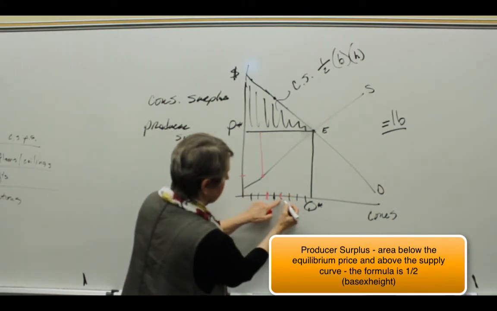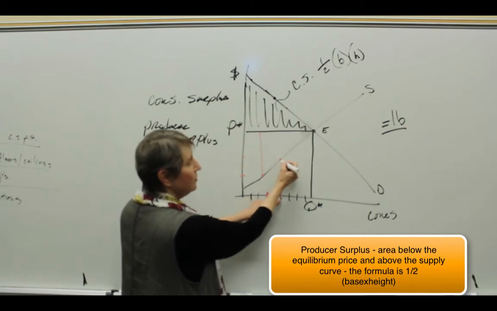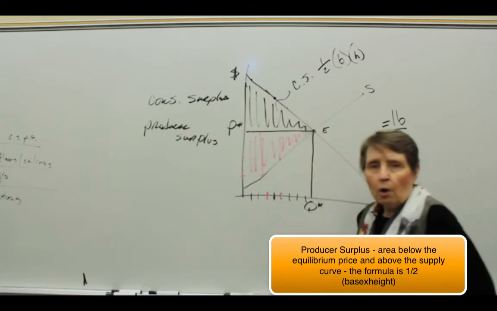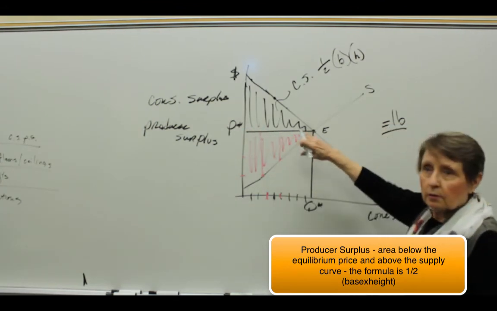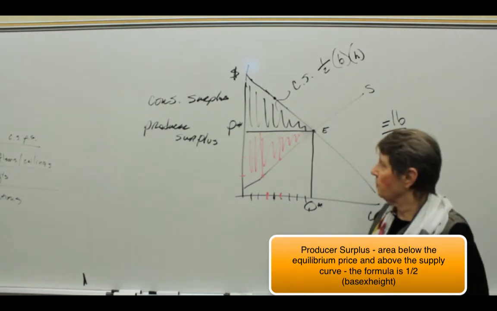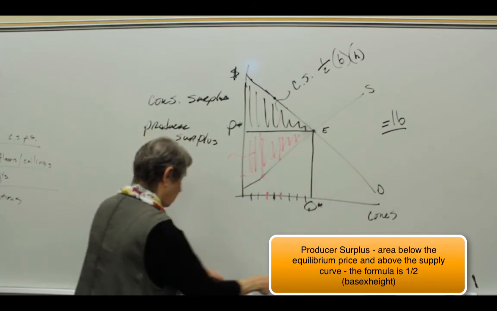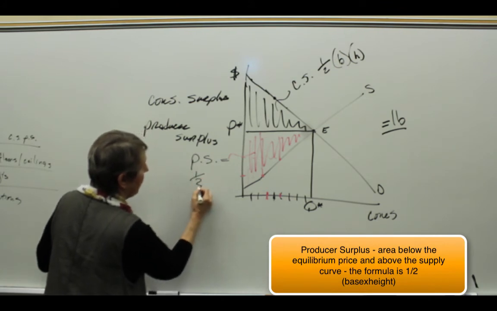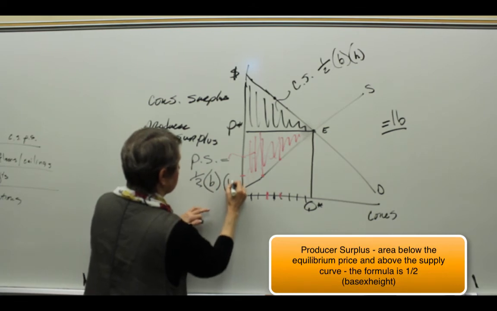What about this cone right here? The producer says, I'll put this cone on the market if I can get that price. Well, he's going to get a higher price. So all of this is what we call producer surplus. It's the producer receiving a price over and above what it takes to entice him to supply that good to the market. And again, producer surplus equals 1/2 the base, which is this, times the height.